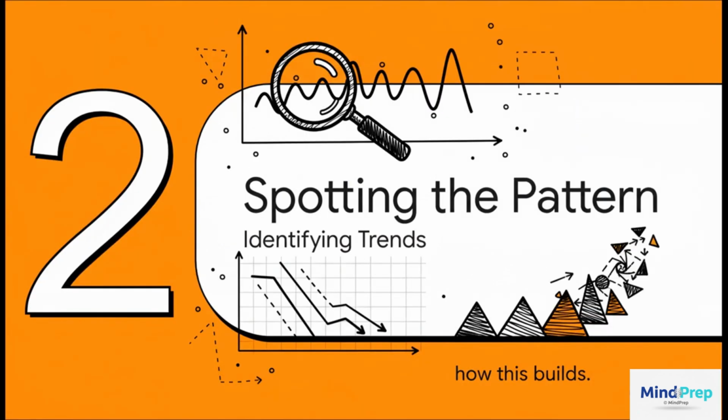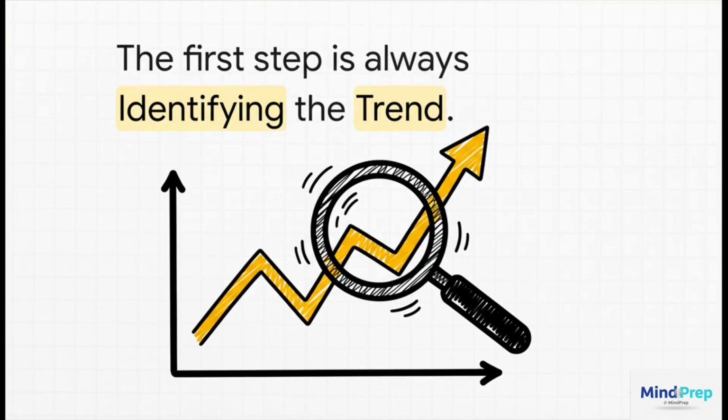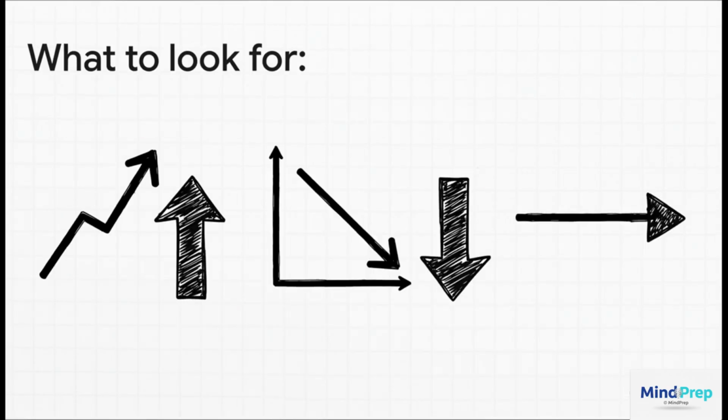Okay, so before you can predict anything, you've got to get good at one thing: spotting the pattern. This is the absolute first step. And I mean it, this is ground zero. Every single prediction question starts right here. You just have to look at the data and ask yourself one simple question: what is this stuff actually doing? And it usually boils down to one of three things. Are the numbers generally going up? Are they going down? Or are they kind of just staying the same? Don't make it more complicated than it needs to be. Just start with that basic observation.